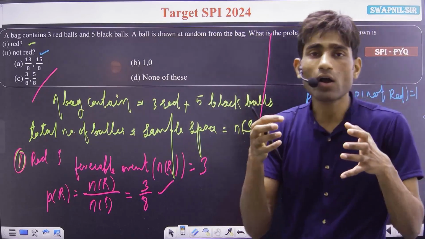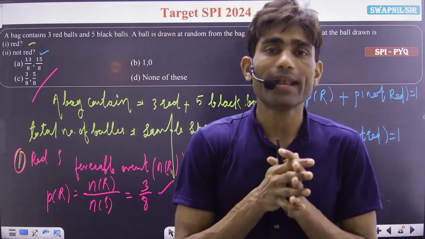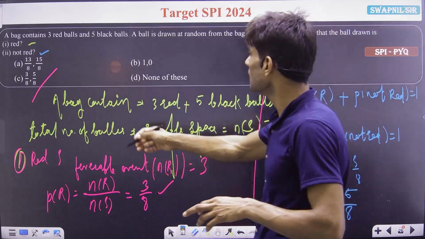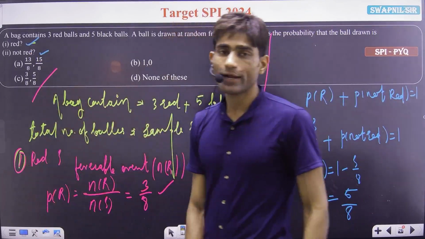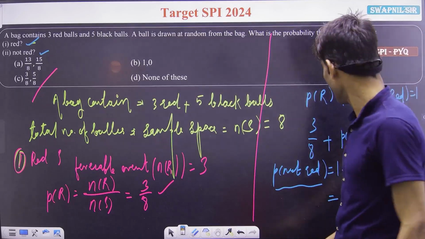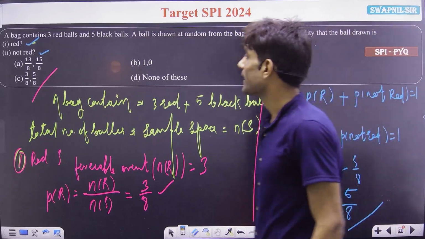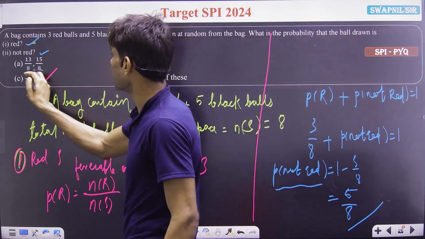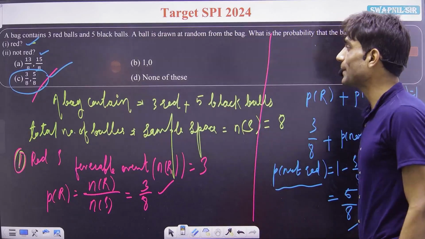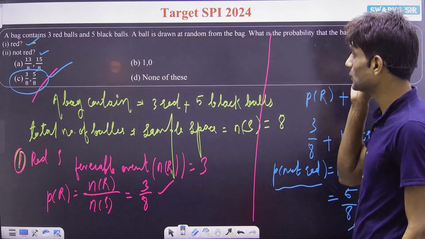When a ball drawn from our bag is red, we consider it as the probability of the red ball. And the probability of the ball which is not red, we write as 5 by 8. So our option C gives us the correct answer. I'm expecting that you all have understood this entire solution.